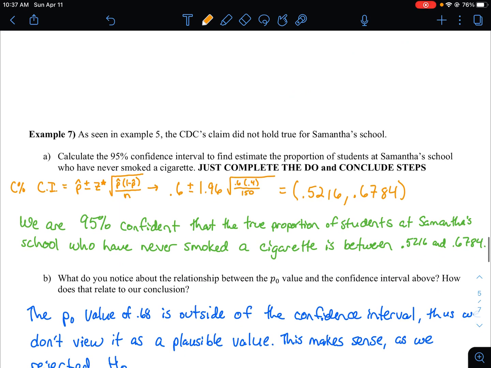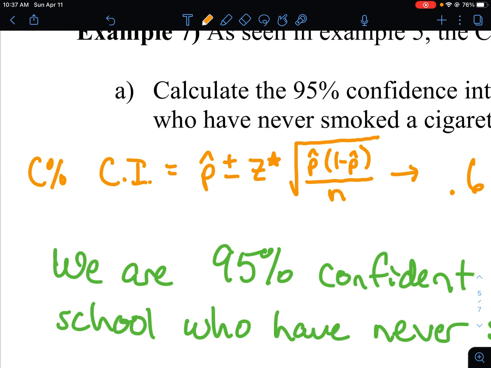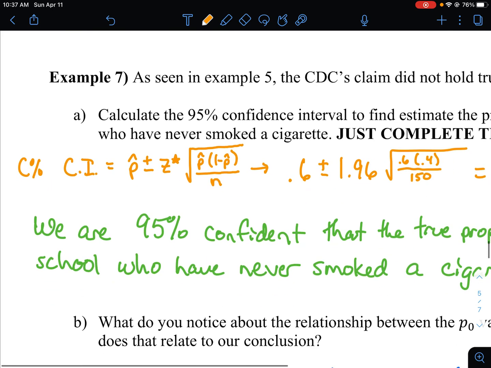So in example 7, what it wanted us to do was calculate the 95% confidence interval to estimate the true proportion of students at Samantha's school who have never smoked a cigarette. And you can see it just wanted us to do the do and conclude steps, so steps 3 and 4. So as a reminder, any C% confidence interval is p-hat plus or minus z star times the square root of p-hat times 1 minus p-hat over n.